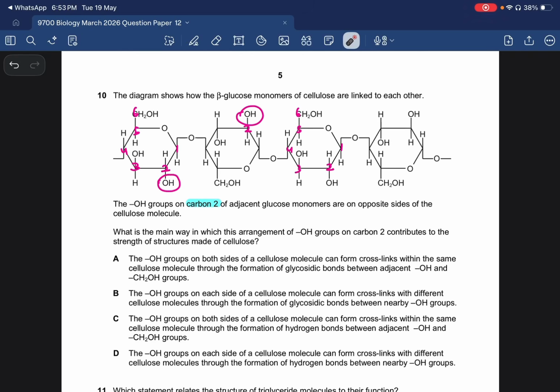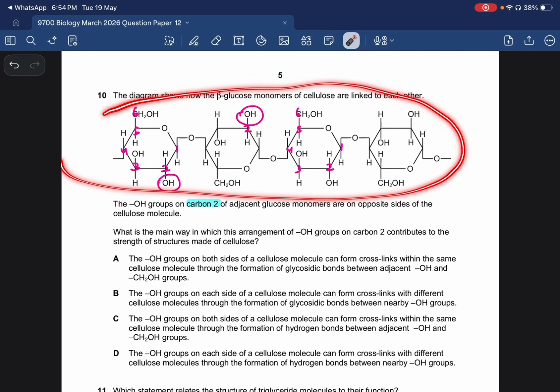It's asking us what is the main way in which this arrangement of the OH groups on carbon 2 contributes to the strength of the structures made of cellulose. What purpose or function do these two OH groups have, and how do they play a role in maintaining the strength, or you could say increasing the strength, of the cellulose molecule? And this is pretty simple, right?